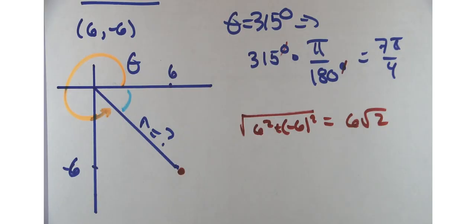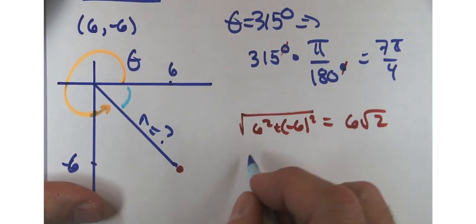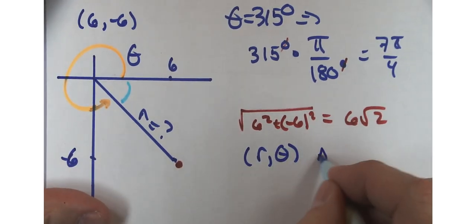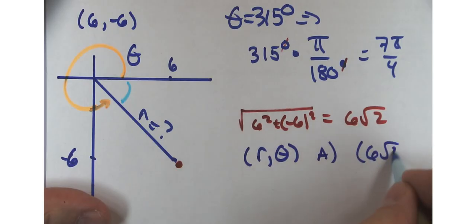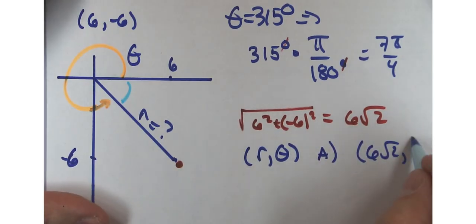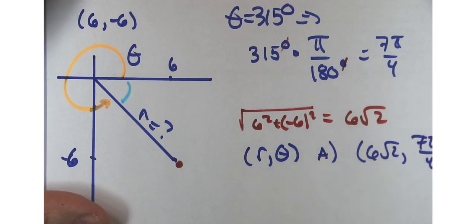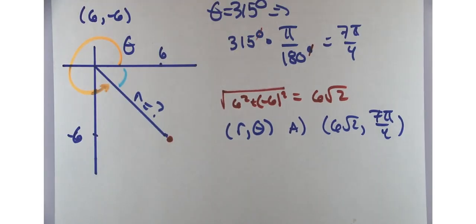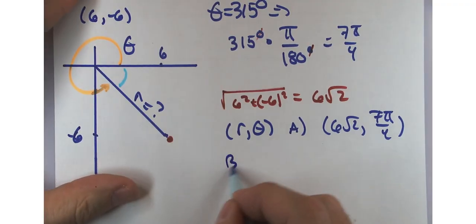Nice. Overall, when you present your points, you're going to present them in terms of r and theta. So for part A, our answer is going to be 6 square roots of 2 and 7 pi over 4. There's a part B here, but let me make sure you're comfortable with part A. Part A is kind of review stuff. Okay, all right. Let's take a look at part B.